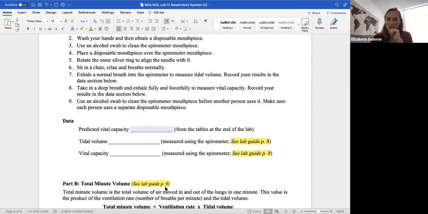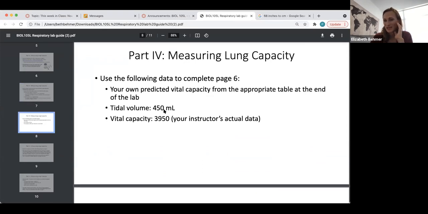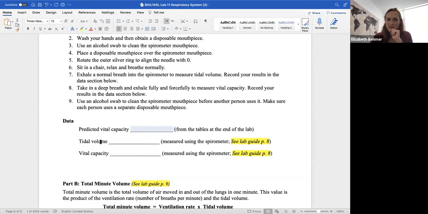Then for tidal volume and vital capacity, let's go back to our lab guide to see how we get that. You'll use the following data to complete page 6 of that worksheet. We can get our own vital capacity from the tables at the end of the worksheet. And for tidal volume and vital capacity, use this data. This is data from your instructor or the woman who made these labs for you. You'll want to put tidal volume is 450, which is pretty normal. It's a little low, and then vital capacity is there. You'll need to put those into the worksheet where it says total tidal volume and vital capacity.